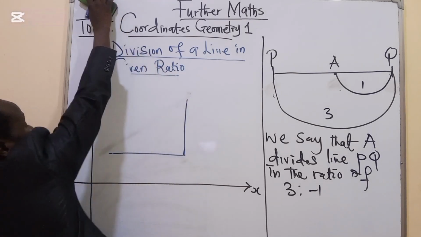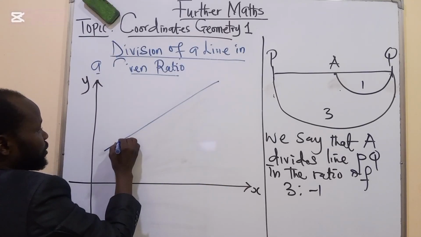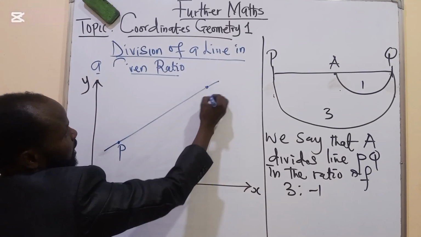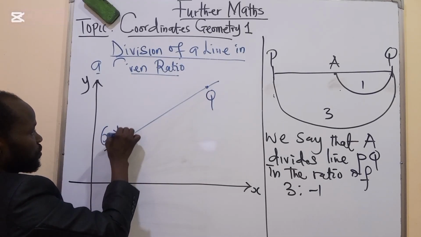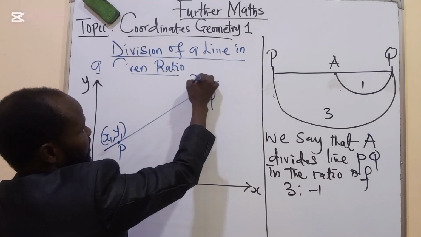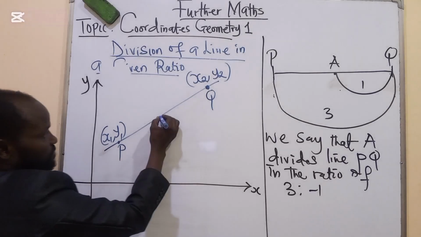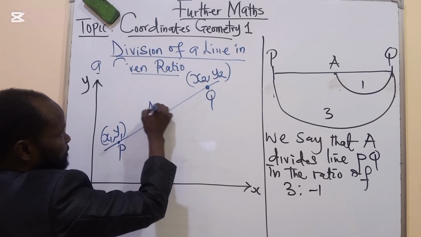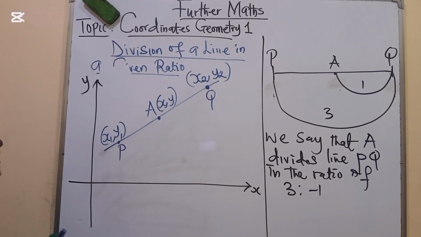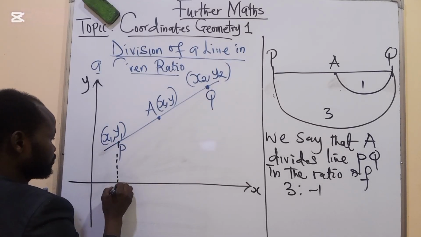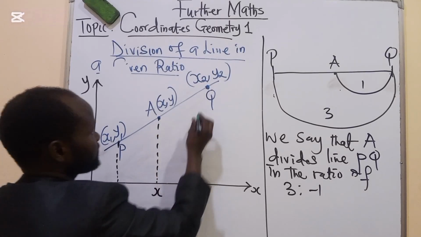Let me draw the point again. Let's say we have point P and Q. Here is x1, y1. At this point here, we have x2, y2. Suppose the midpoint here is A, which is giving us x, y. Very important. We can trace this down. This will be our x1. Then trace this down. This will be our x.